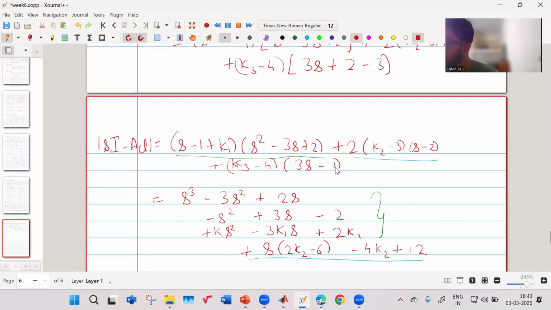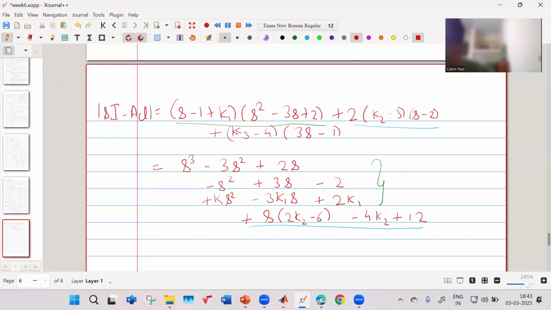Then I will do this K3 − 4. So this is again plus s times (3K3 − 12), and minus of (K3 + 4)... this is this part. Okay, so let us add this.